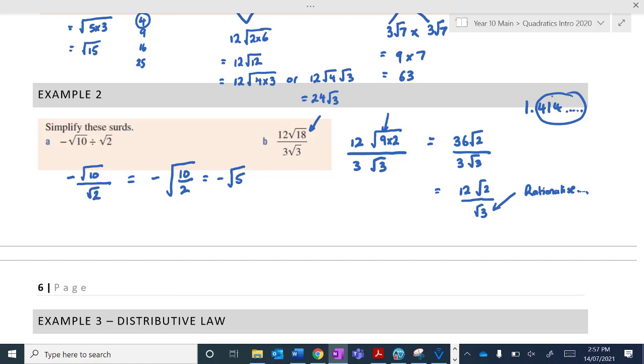So you might see, sometimes when you look at the answers, that there's not a square root on the bottom. So when they're doing that, we're going to talk about that a little bit later.